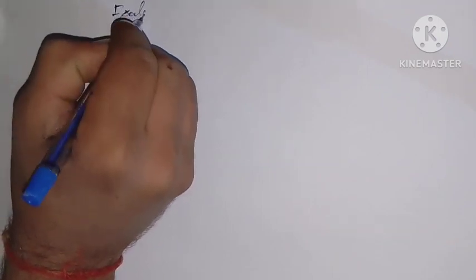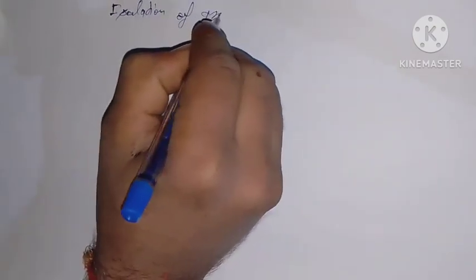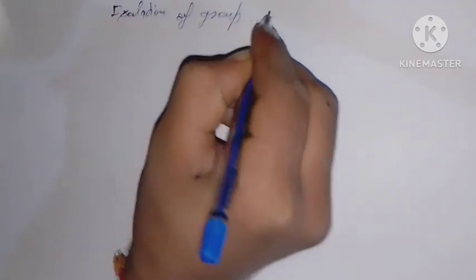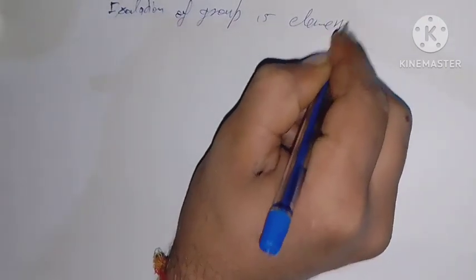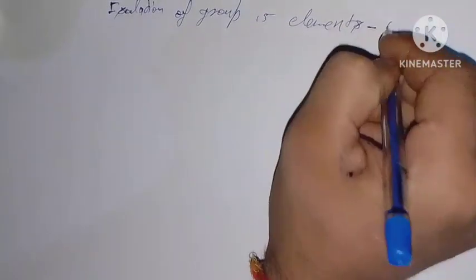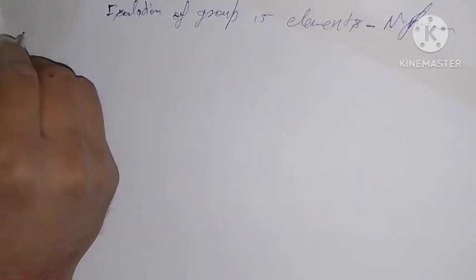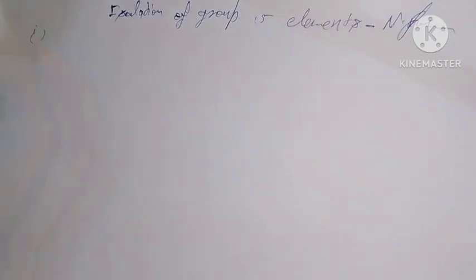Isolation of group 15 elements. So that means the nitrogen family. Okay. Then first point.